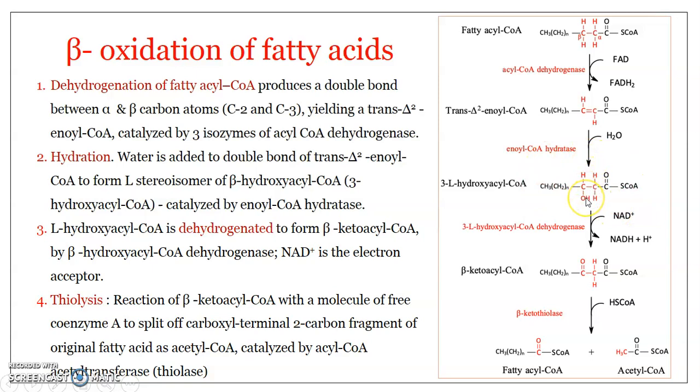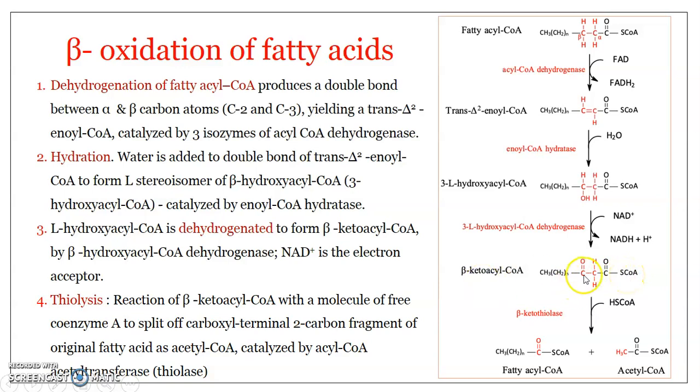The 3-hydroxyacyl coenzyme A gets converted into beta-ketoacyl coenzyme A. Why is it beta-keto? Because the beta carbon is in the keto form. It is the fatty acyl coenzyme A itself, the only difference is that the beta carbon is in the keto form. So we have beta-ketoacyl coenzyme A.